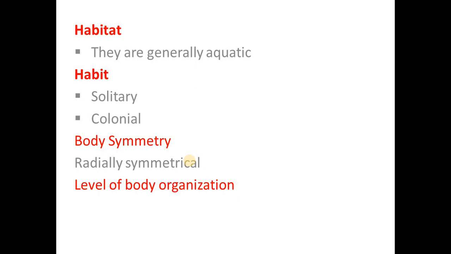If we discuss the level of body organization, for the first time in the animal kingdom, cells associate to form tissues in coelenterates. Hence, they exhibit a tissue level of organization. The tissues are arranged variously to perform the basic functions in their body.